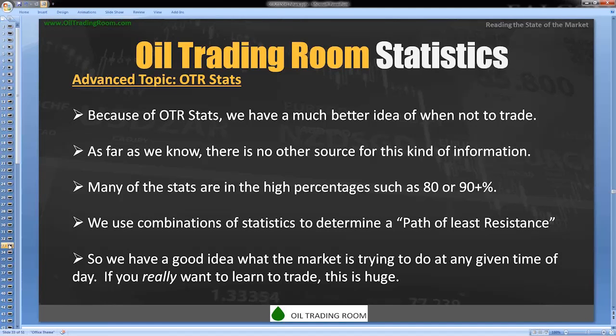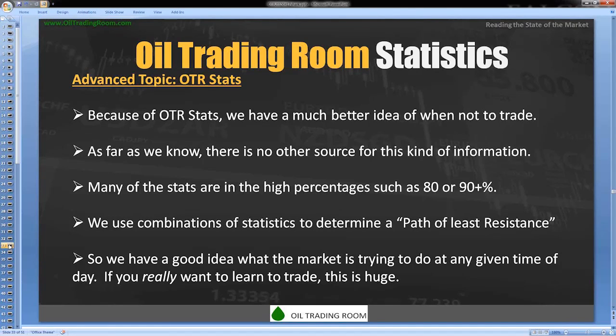We use combinations of statistics to determine a path of least resistance. I brought that up before. I'm not going to be able to get into that path of least resistance in a lot of detail, but the general idea is if I've got stats piling up on each side of where we are right now, the market's going to follow the one that is the least resistive, generally speaking. This gets into what's called a conditional probability problem. That's beyond the scope of this lecture. And use something called Bayes' theorem, which is really interesting. If you want to do some study on that, you can Google it, Bayes' theorem.